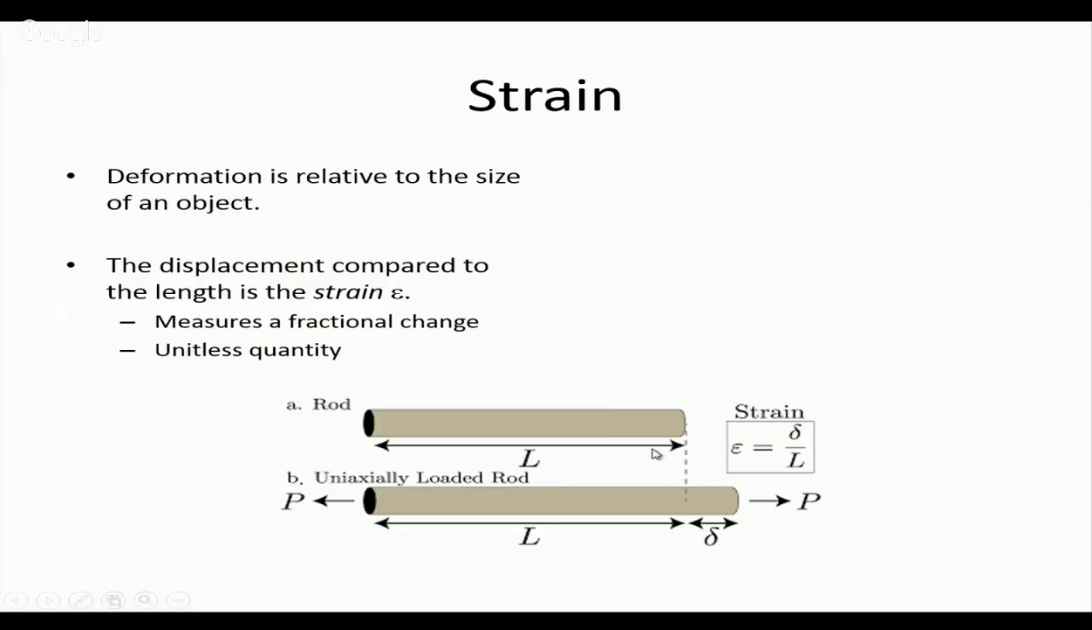So there's the undeformed rod, and this is now being acted on by uniaxial tension. So it measures a fractional change. Okay, but this is longitudinal strain. Remember, there is a shearing strain which is connected with the angular deformation.